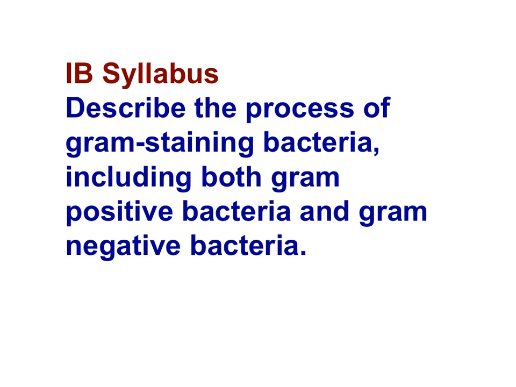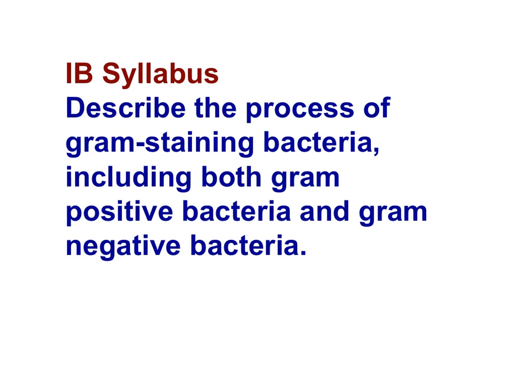We have two small concepts left as we head toward the end of this movie, and the first concept is defined by this IB syllabus statement. Describe the process of gram-staining bacteria, including both gram-positive bacteria and gram-negative bacteria. Based on the structural differences in the cell wall and membranes of certain bacteria, we can group bacteria into gram-positive and gram-negative types. The gram stain is almost always the first step in the preliminary identification of a bacterial organism.